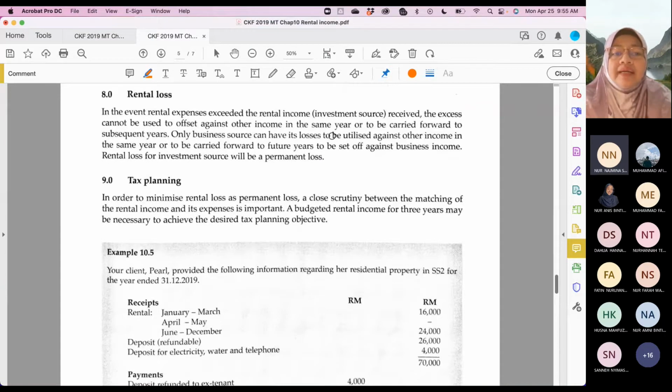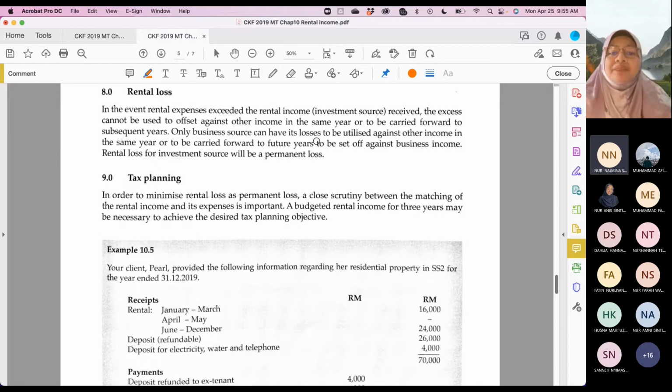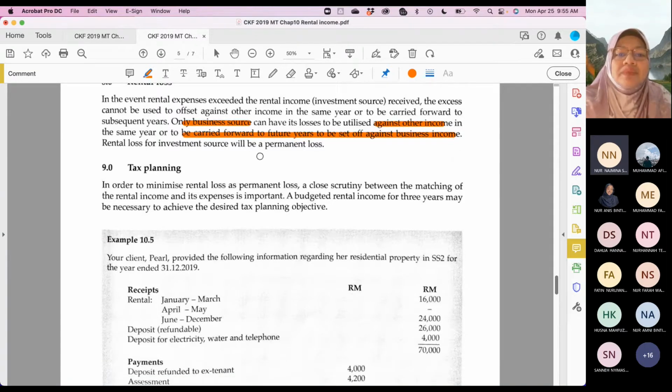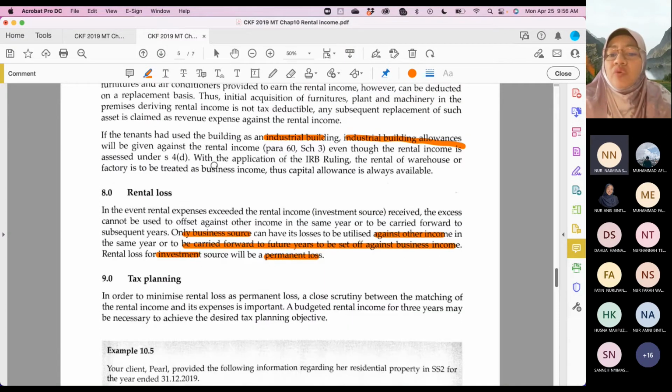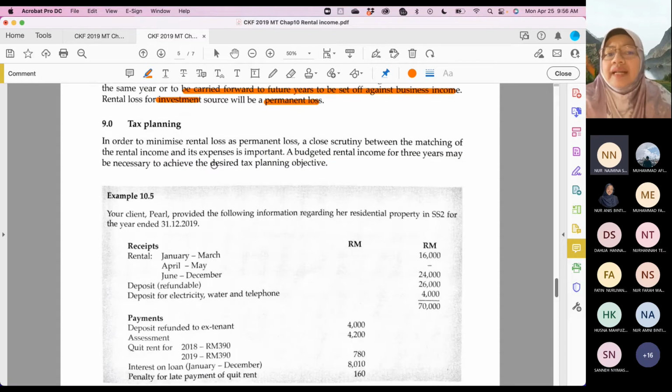Rental loss. In the event that you have losses, if it's an investment income, it's a permanent loss. But if it's a business income, only for business source, the losses are utilized against other income in the same year. So you can use it against your aggregate income, or it can be carried forward to future years to be set off against future business income. Rental loss for investment is a permanent loss. So be careful with this. Sometimes it could be a theoretical question: what's the difference between 4A and 4D income? I like to do that.